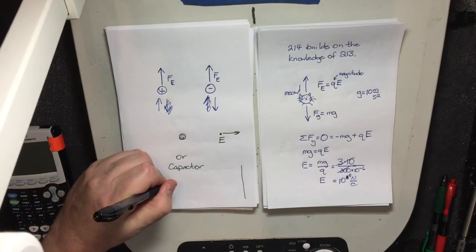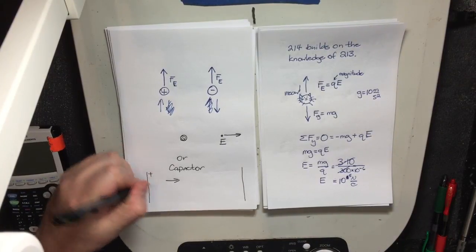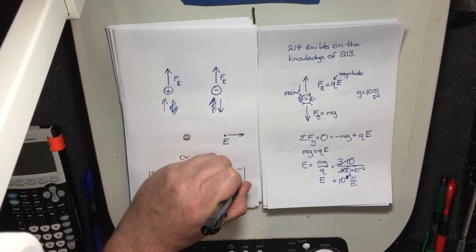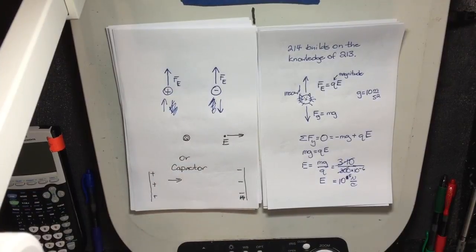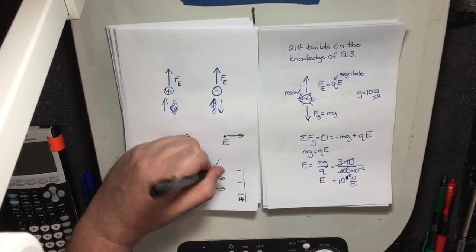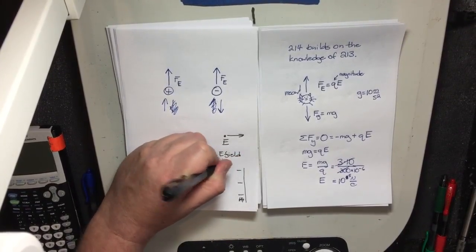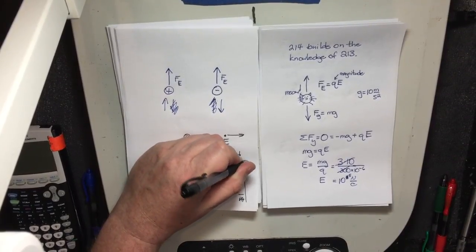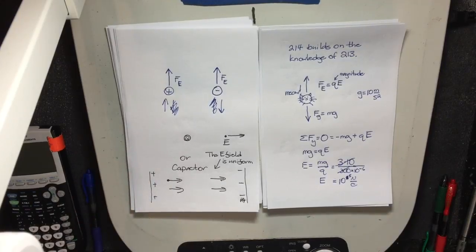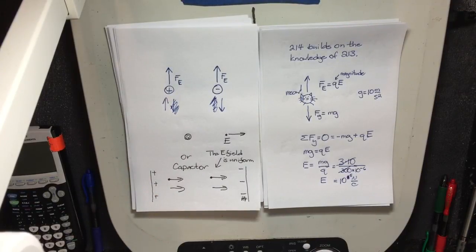A capacitor is really two charged plates. We'll go into more detail about this later, but the advantage of a capacitor is that the E field is uniform. If the electric field at that point was 200 newtons per coulomb to the right, it would be 200 newtons per coulomb to the right at that point. The advantage of a capacitor is that the E field doesn't change within the plates of the capacitor.